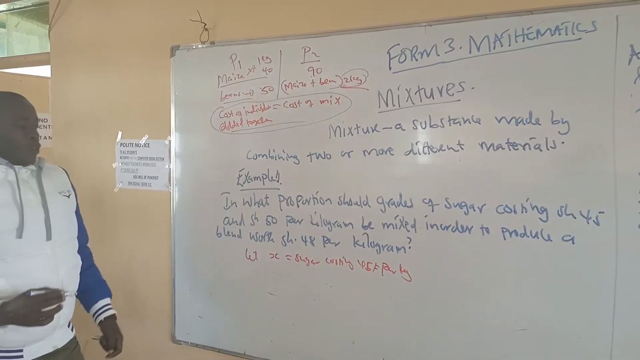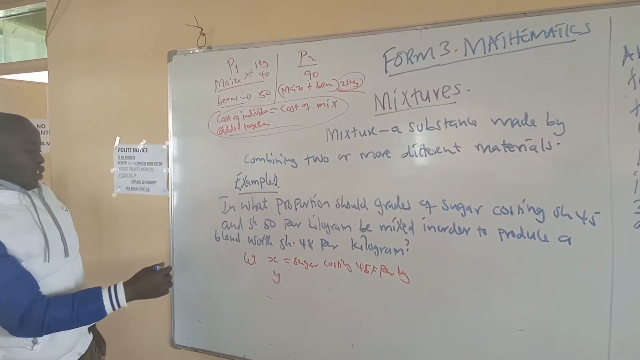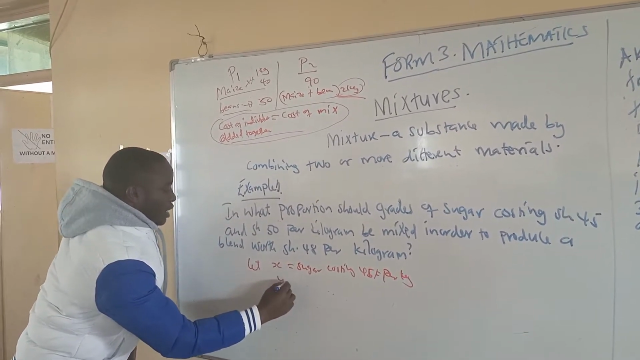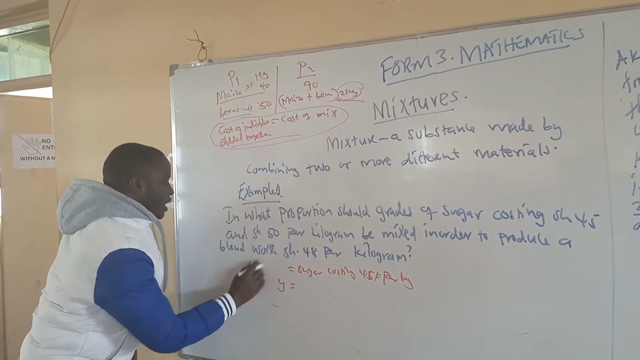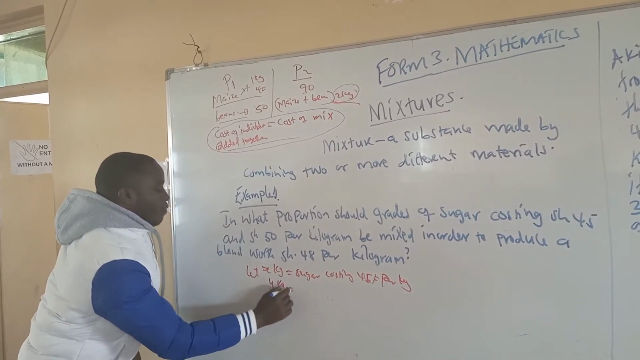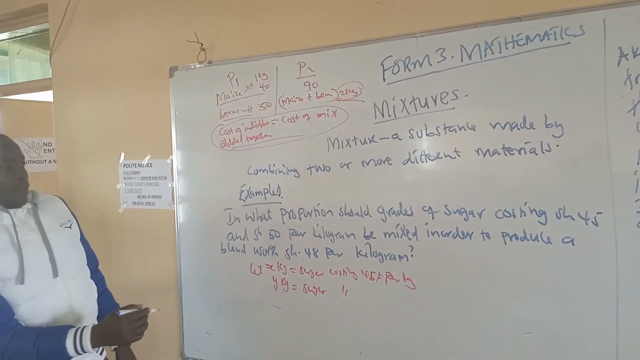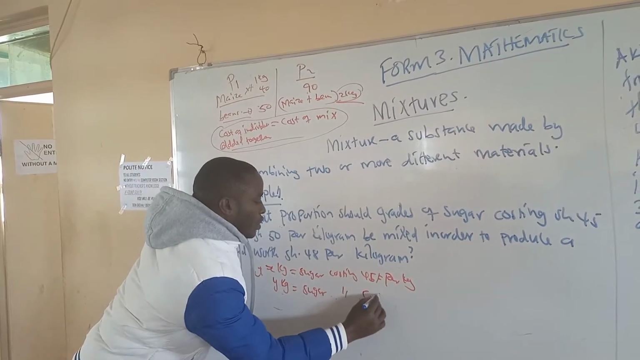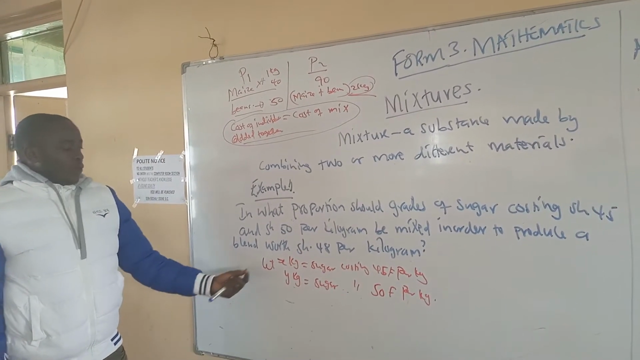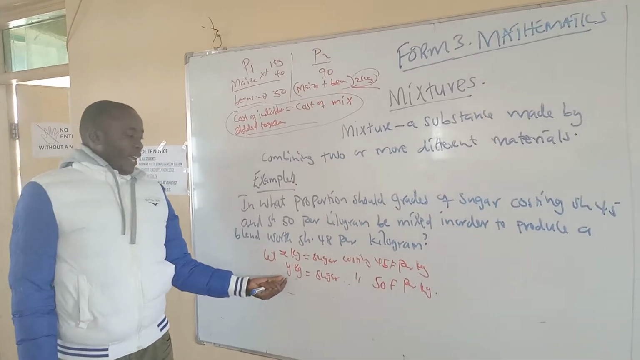Let X kg be the sugar costing 45 per kg, and let Y kg be the sugar costing 50 shillings per kg. So we have said that the sugar costing 45 per kg is X kgs, and the one costing 50 per kg is Y kgs.